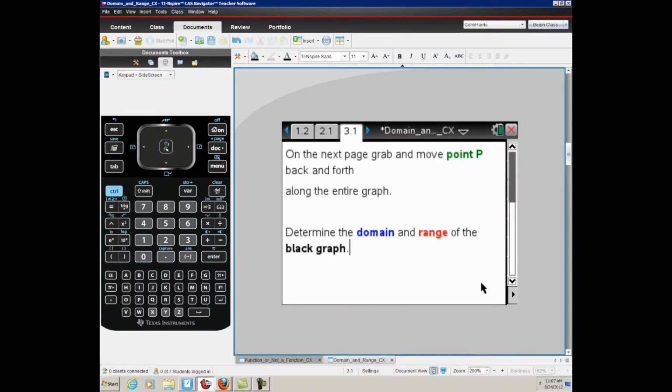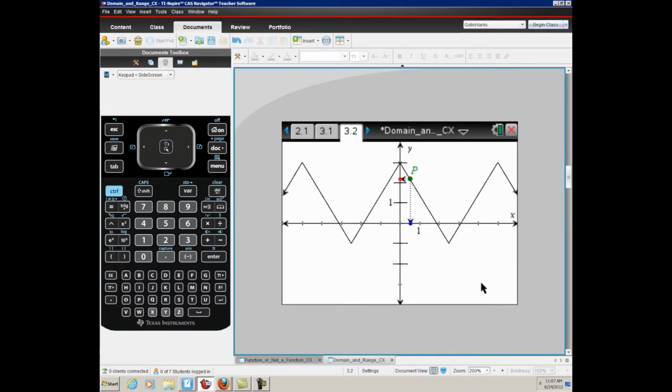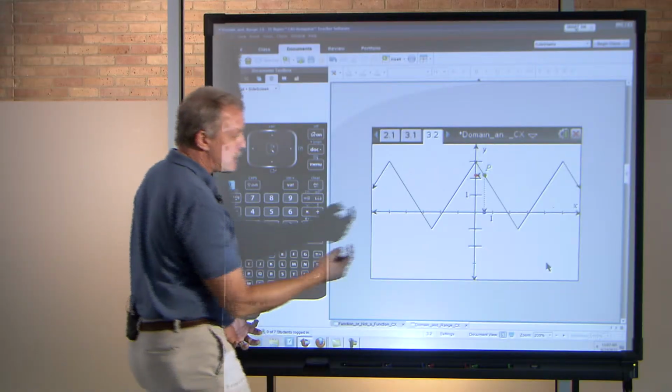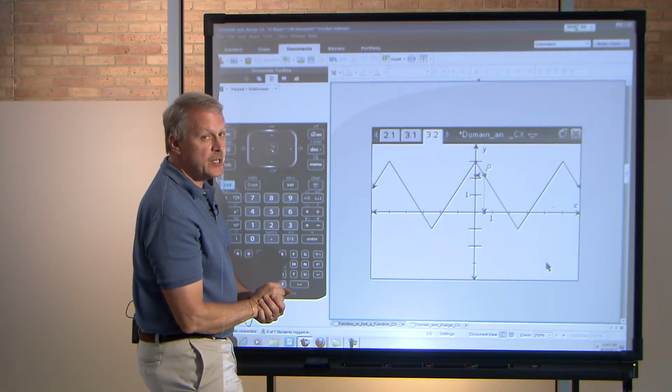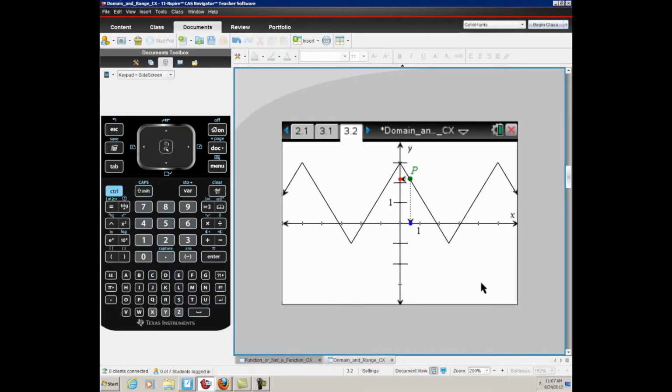Second example, here we have another graph with a little bit unusual situation going there. And so again, the student would be asked to grab point P and move it along to be able to visualize the domain and range better. So I'm going to go ahead and use my finger. They would be using their mouse to grab point P and move it along the graph.